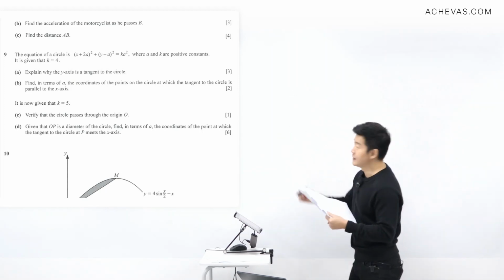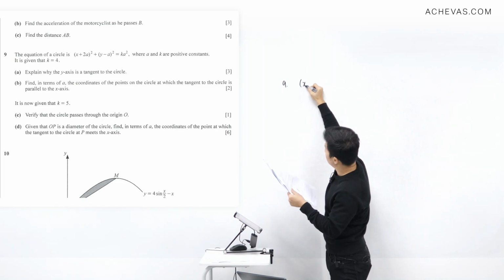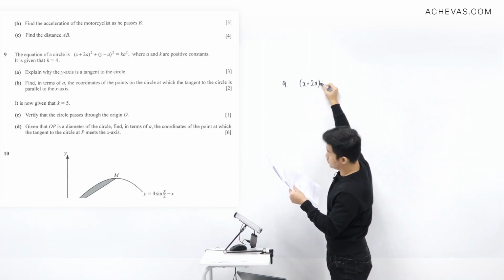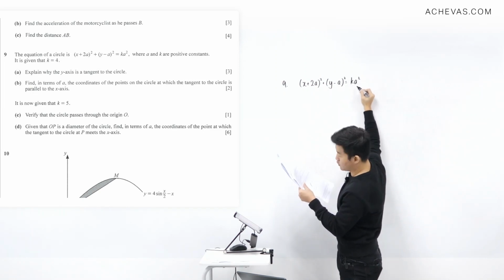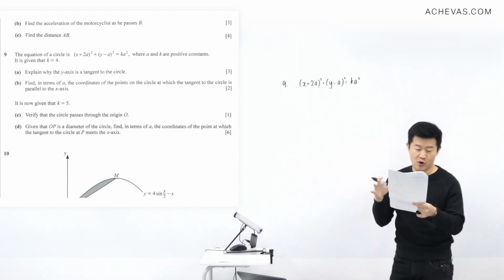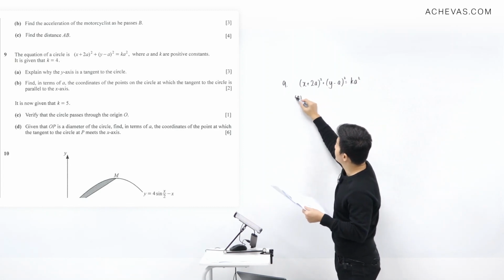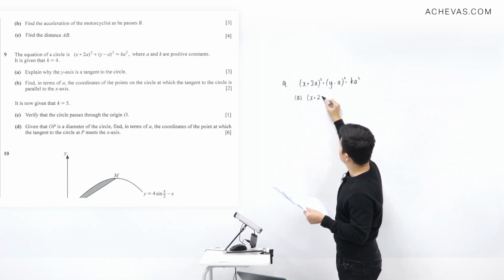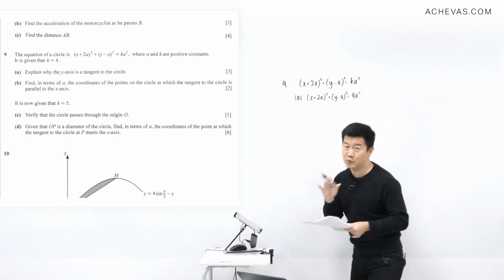Question number 9 is a circles question, and we are given this equation: (x + 2a)² + (y − a)² = ka². We are told that k is equal to 4 for part A and part B. So when k is equal to 4, we are looking at (x + 2a)² + (y − a)² = 4a², which we can rewrite.